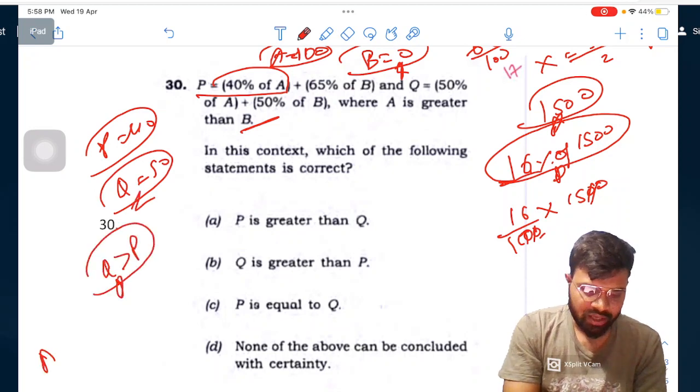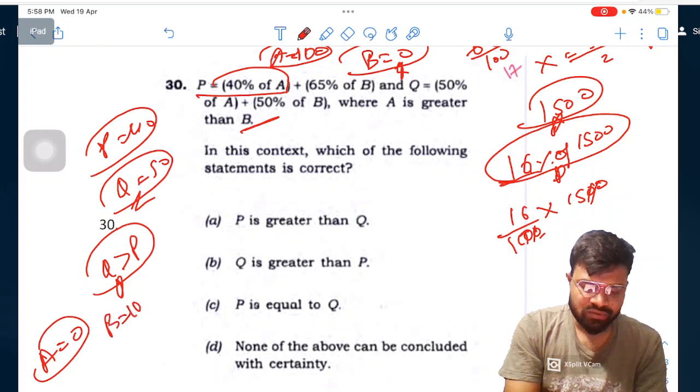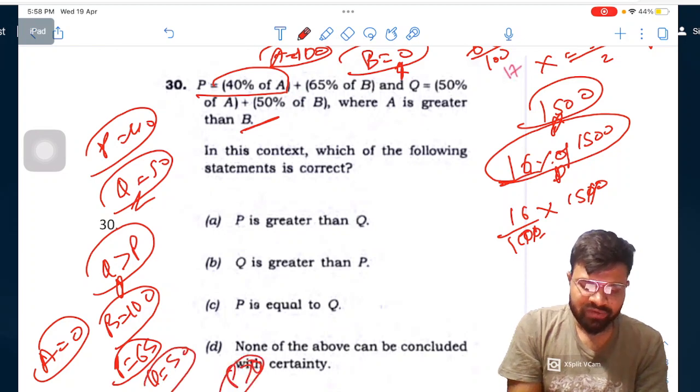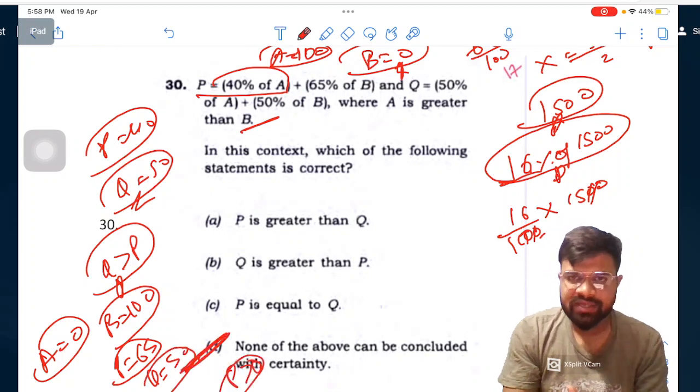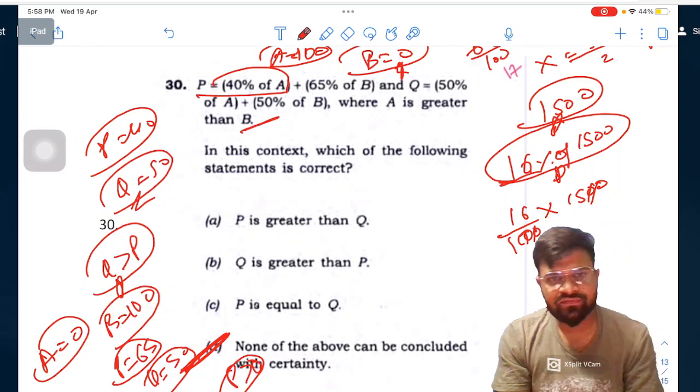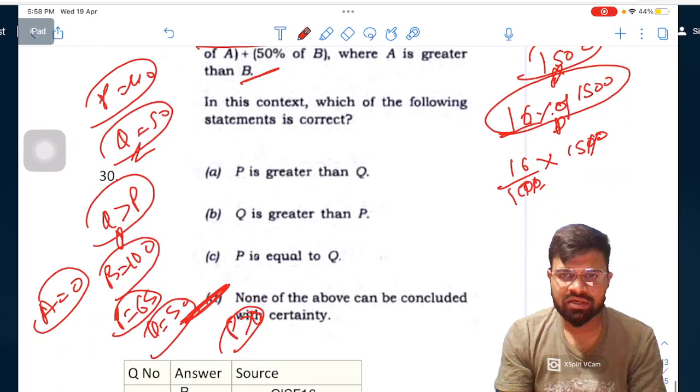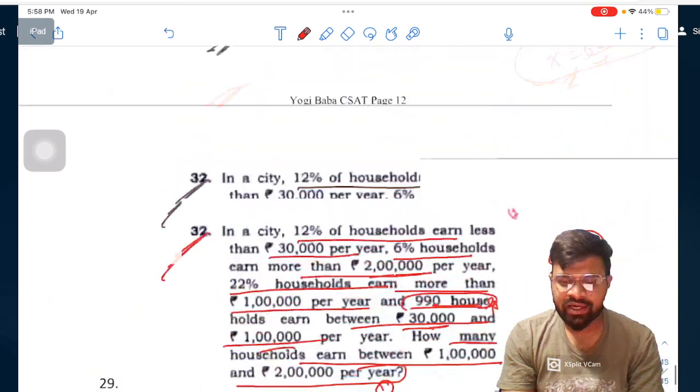Now suppose a is equal to 0 and b is equal to 100. Then in that case, p is equal to 65 and q is equal to 50. That means p is greater than q. So we cannot be certain, because for different numbers there are different results. Therefore, none of the above can be concluded. This is the end of this discussion.